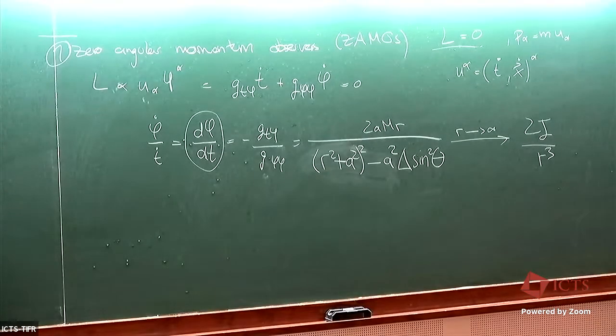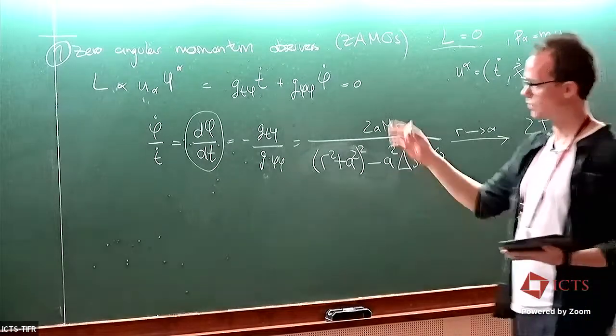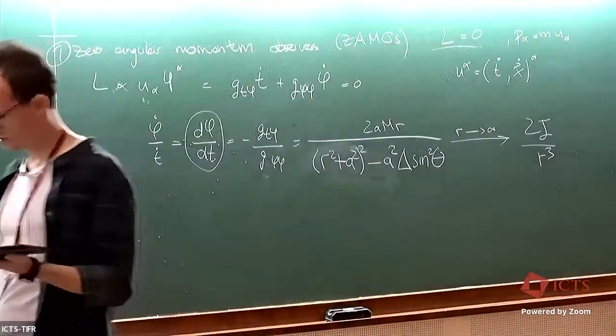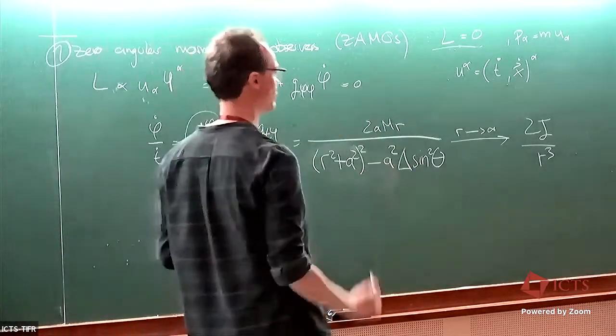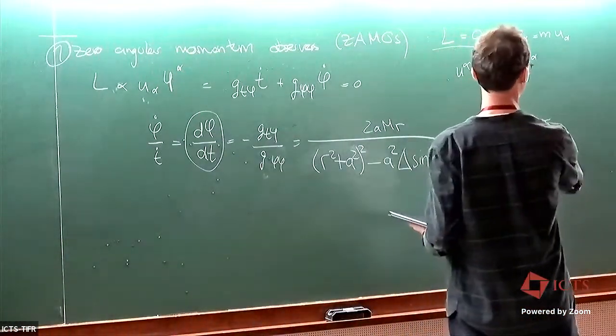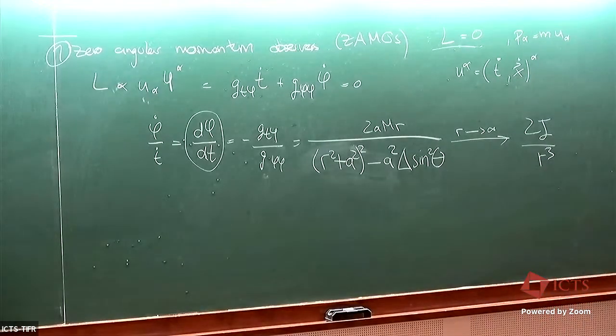Static observers. So this was one way to understand, to get some intuition for the role of angular momentum in this spacetime, but also in more general spacetimes that have non-zero angular momentum. Now, what about static observers?